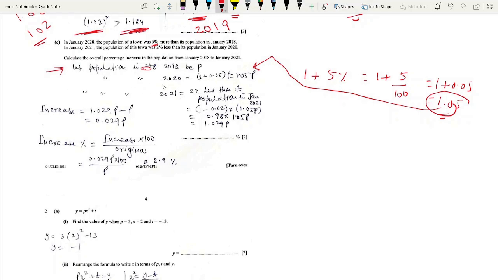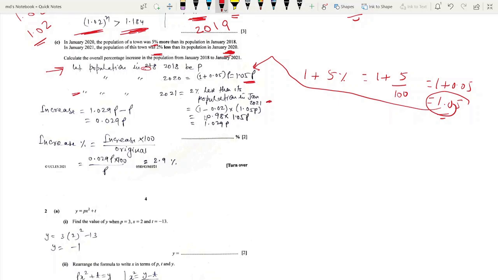So the population in 2020 will be 1.05 P. Now in 2021, what is happening? The population is decreasing by 2%, but it is less of 2020, not of 2018. So this will be your value for 2021. Let the population in 2021 be 2% less than its population in 2020, right?